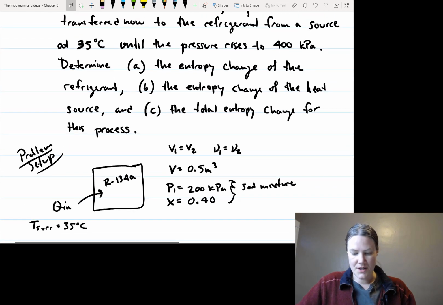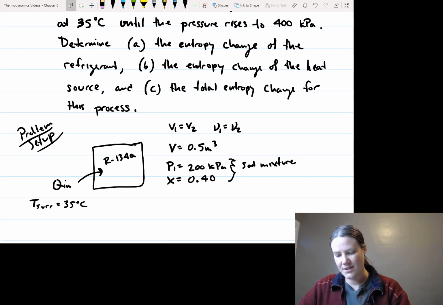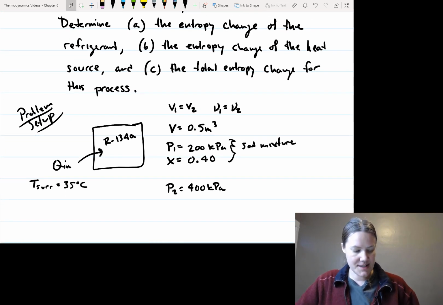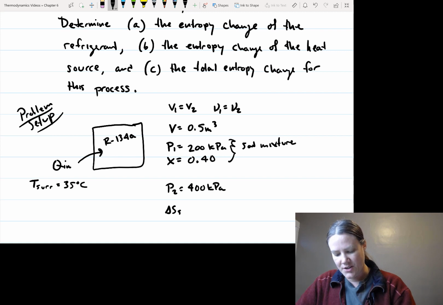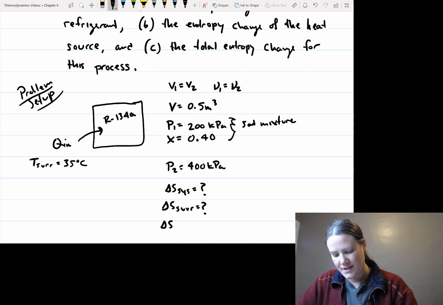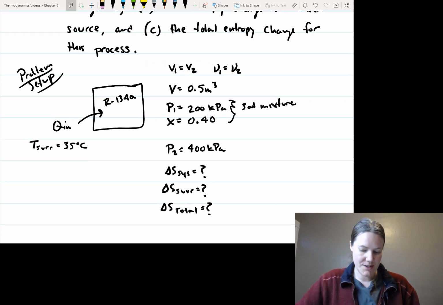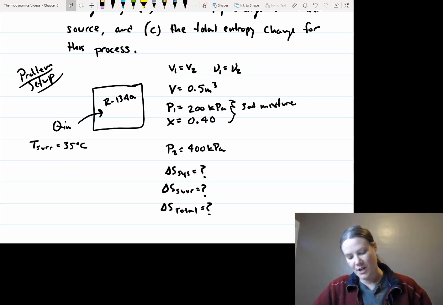And then it tells us the pressure rises to 400 kilopascals, so P2 is 400 kilopascals, and it's asking us to find the change in entropy of the system, the change in entropy of the surroundings, and the total change in entropy. So this is basically all of the information that we have from the problem.